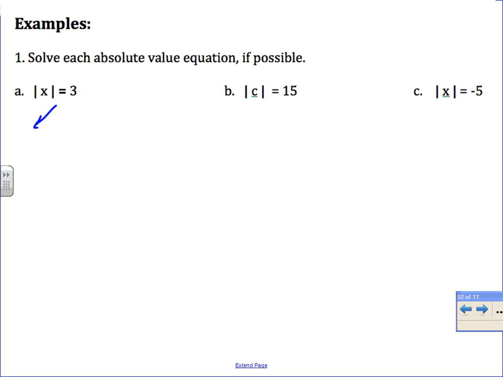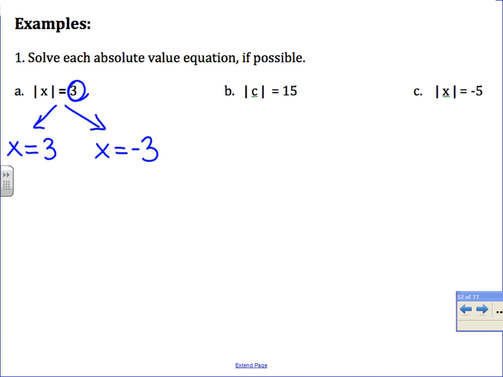You always want to start by asking yourself, is it in the general form? So is it the absolute value of something equals a number? Okay, this one is. So you want to split it up then into two separate equations, getting rid of the absolute value sign. One of them is going to be x equals 3, getting rid of that sign. The other one is x equals negative 3.